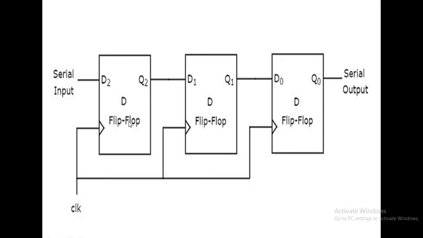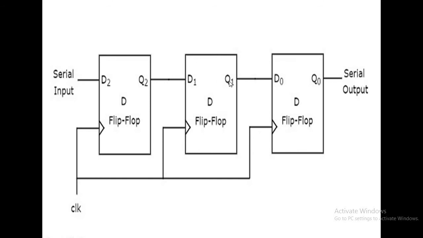And remember, the output of the first flip-flop is the input to the second flip-flop. What is the output of the first flip-flop? Q2. That is given as the input to the second flip-flop, that is D1. And the output of the second flip-flop is the input to the third flip-flop.